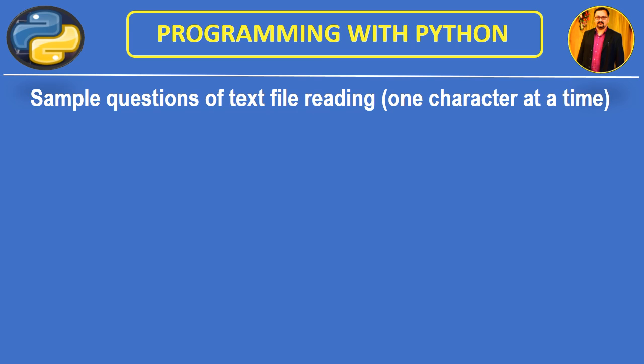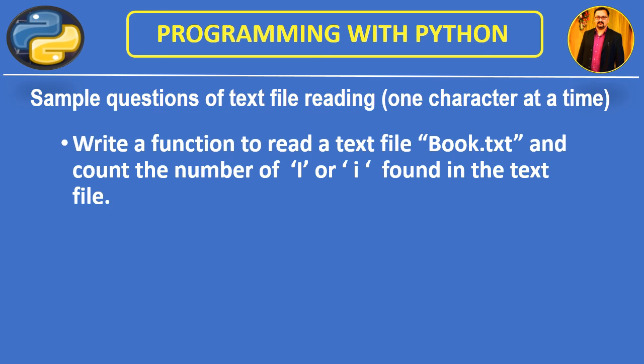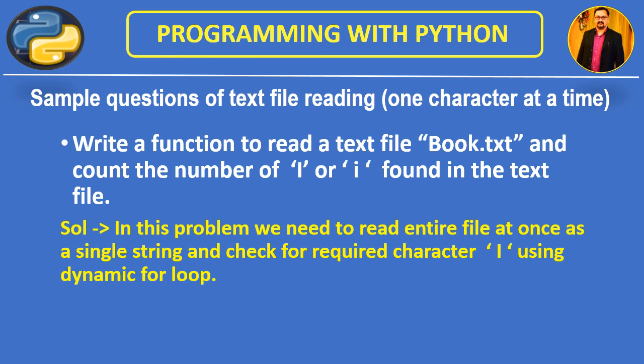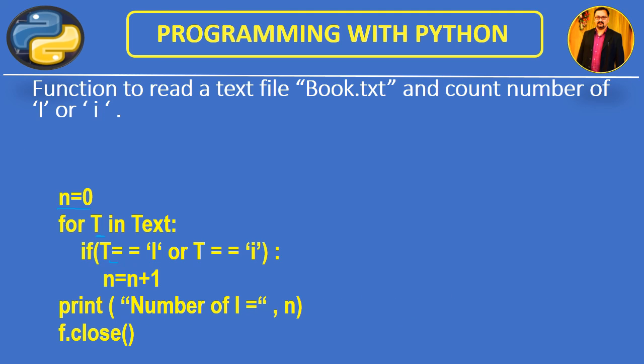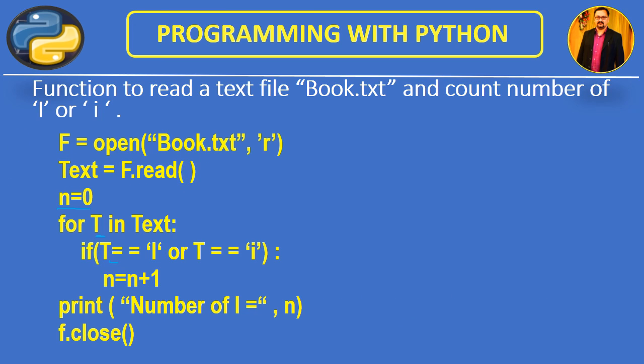Another question I am taking for reading one character at a time is: write a function to read text file book.txt and count the number of I, capital I or small I. So this is a single character reading function. You have to read one character at a time and check for the required character I using a for loop. You have to take one character at a time and check whether it is I or not. You can see the solution here.